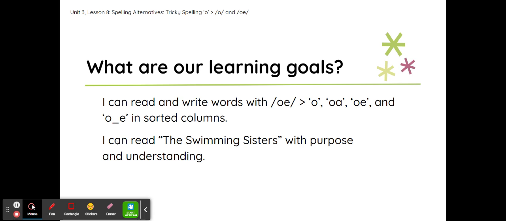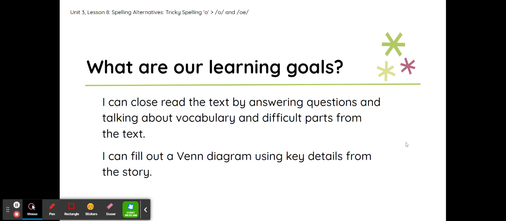in sorted columns. I can read The Swimming Sisters with purpose and understanding. I can close read the text by answering questions and talking about vocabulary and difficult parts from the text. I can fill out a Venn diagram using key details from the story.